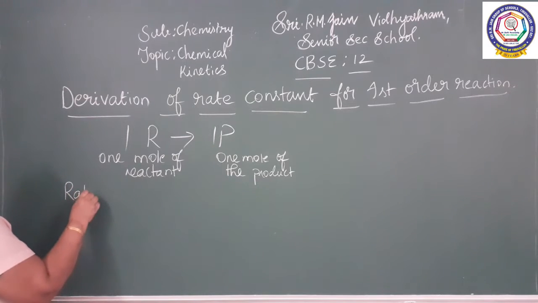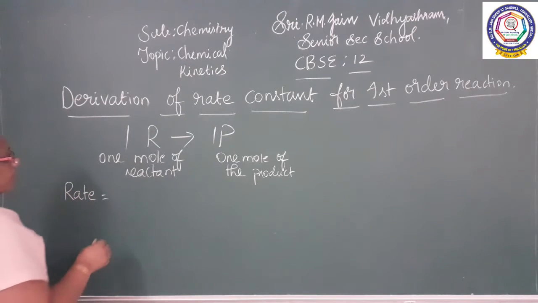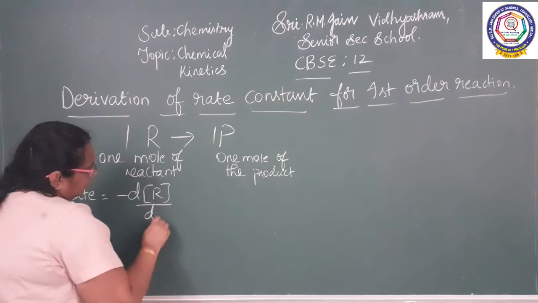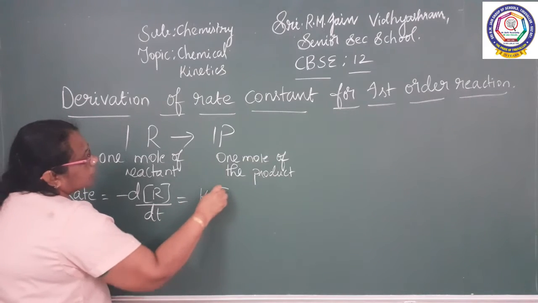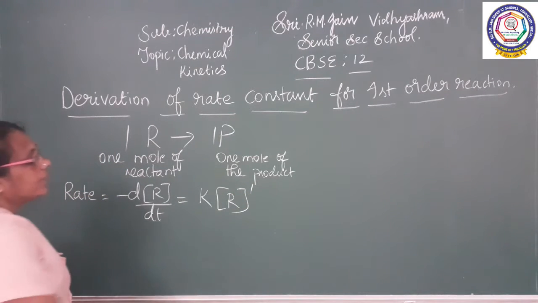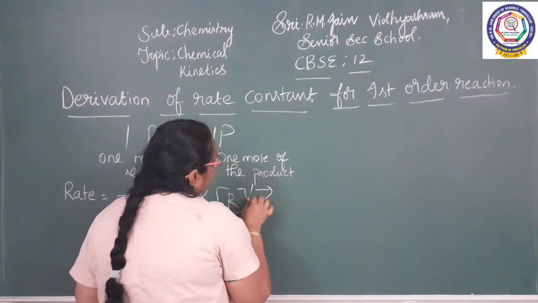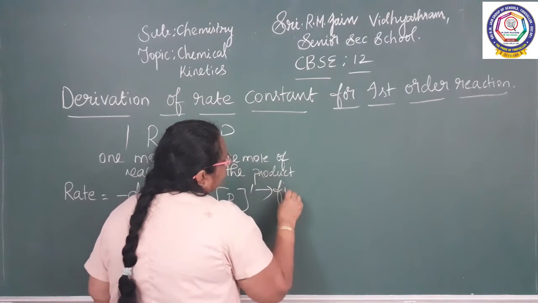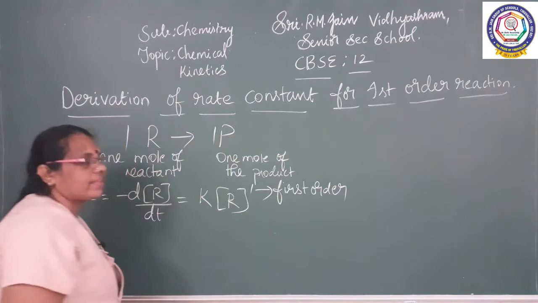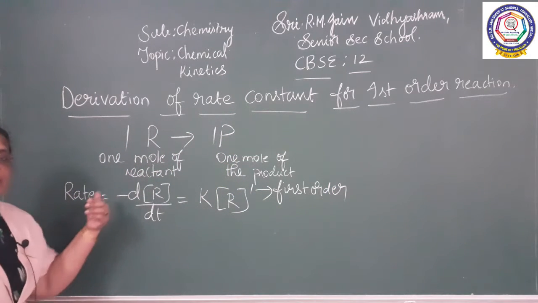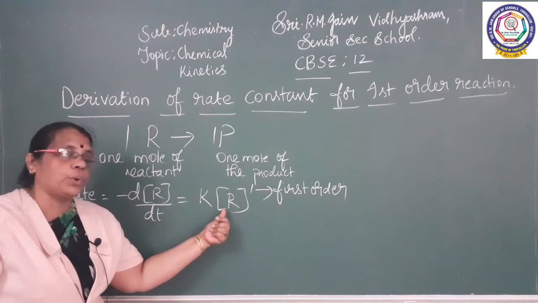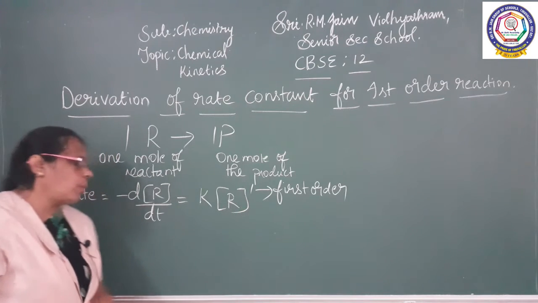Rate is equal to minus dR by dt, that is equal to K into molar concentration of R whole power 1. This power 1 indicates first order. We are deriving rate constant for first order. So rate of the reaction is equal to minus dR by dt, that is equal to K into molar concentration of R whole power 1.